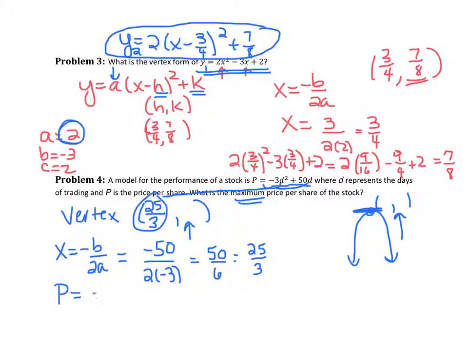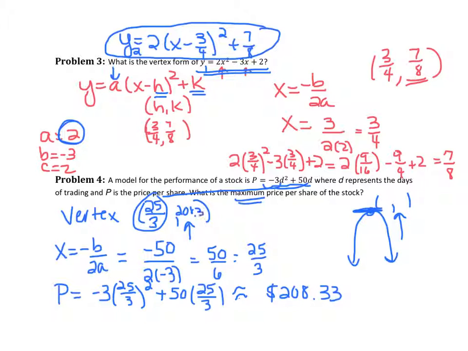So P equals negative 3 times (25/3) squared plus 50 times 25/3. And when you do that math, it's going to be approximately, I should put approximate, not equal, because it isn't equal exactly, approximately $208.33. So that would be the y value, 208.33, and that is your answer. What is the maximum price? Right there, $208.33. We're not going to have a price any higher than that.